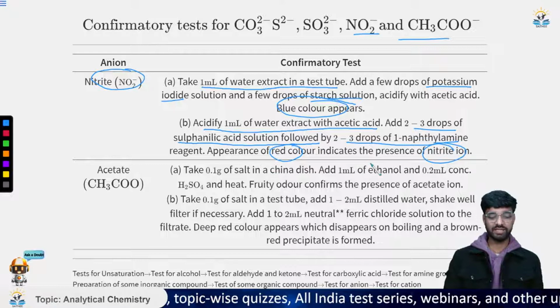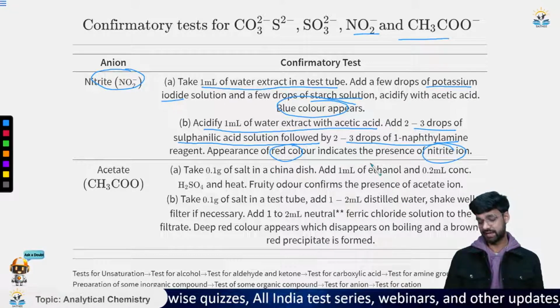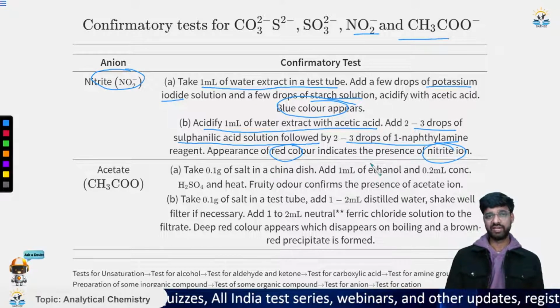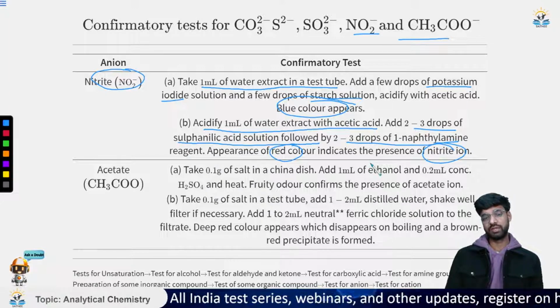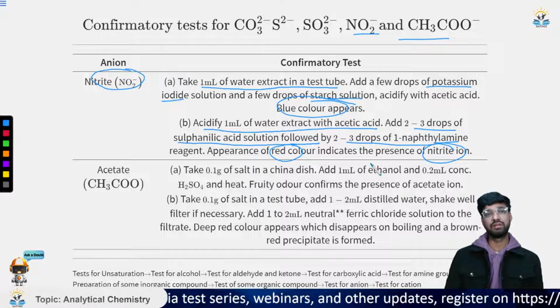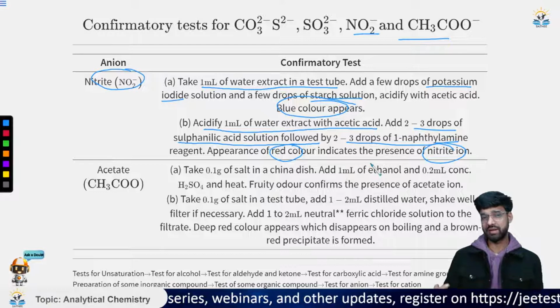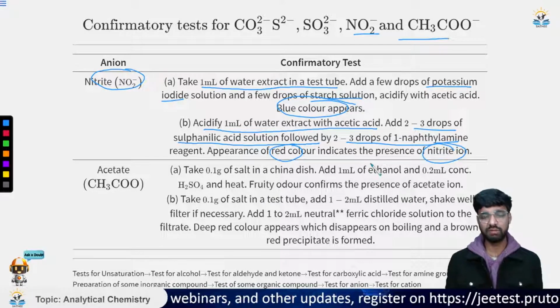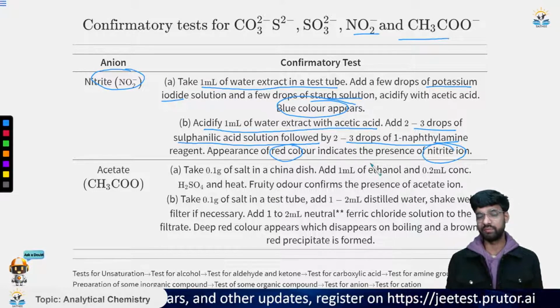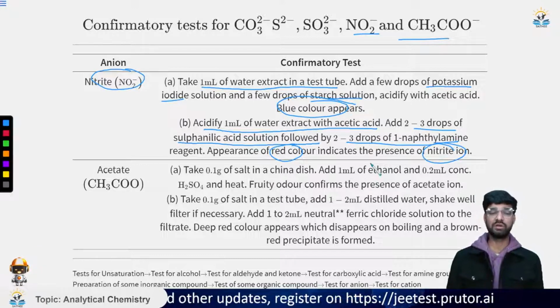All these tests are important because you will get direct questions from here: you do this thing and get this color, then you have to say which ion is present. If you just remember this table one by one, then you can do it directly without any second thought.